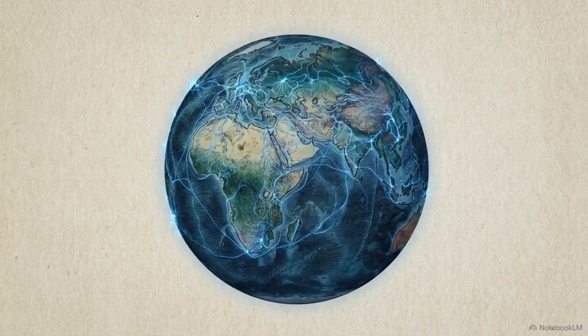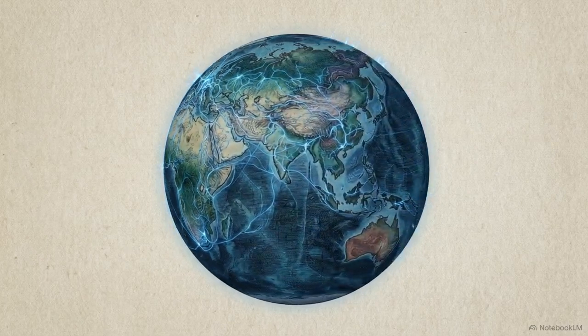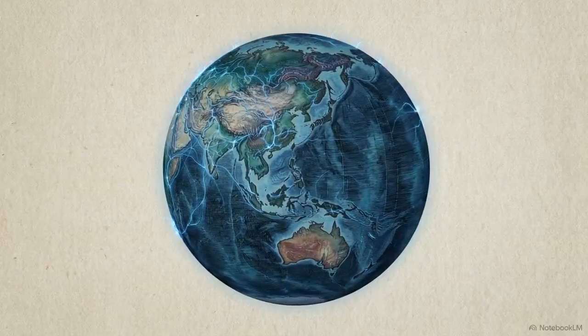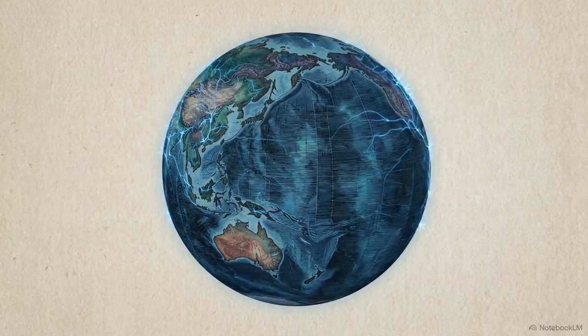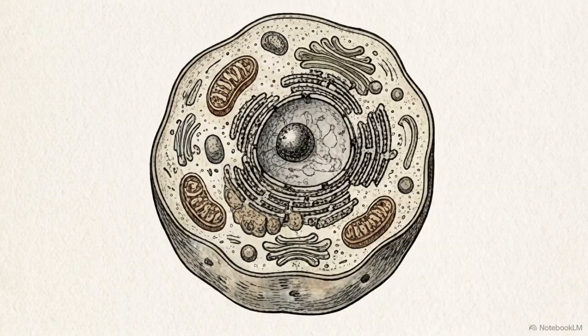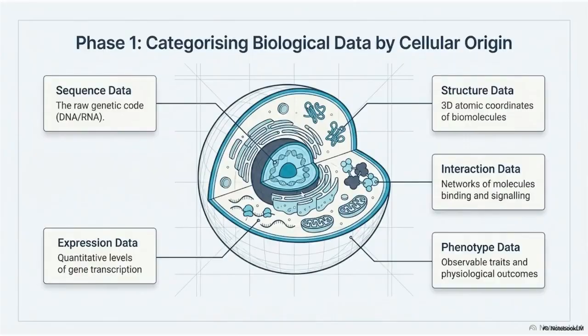Every second, laboratories across the globe generate terabytes of genetic information, creating a constant, invisible flow of biological data. To manage this volume, we have to look past the global network and zoom in on the physical source, the cell. We categorize this information by its cellular origin.